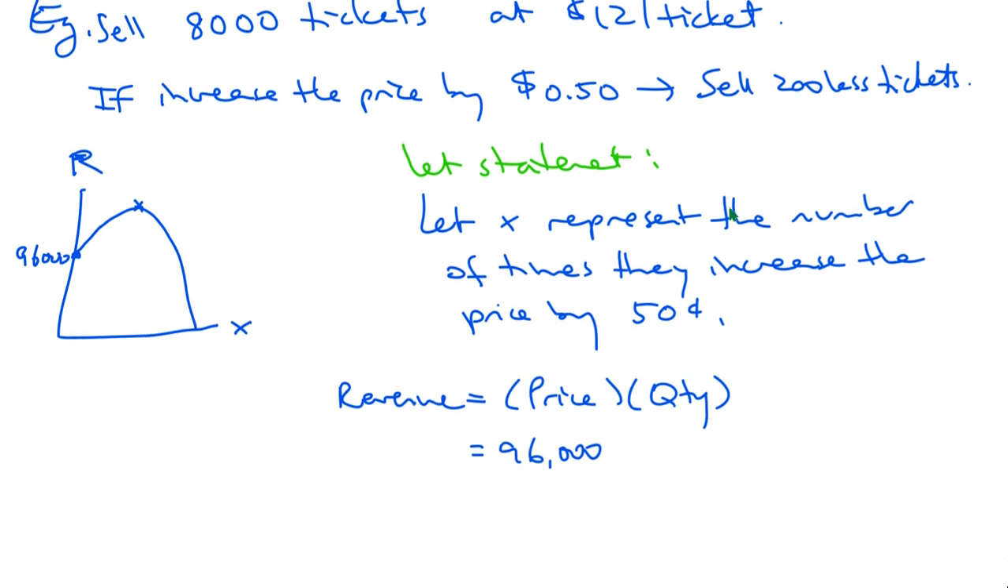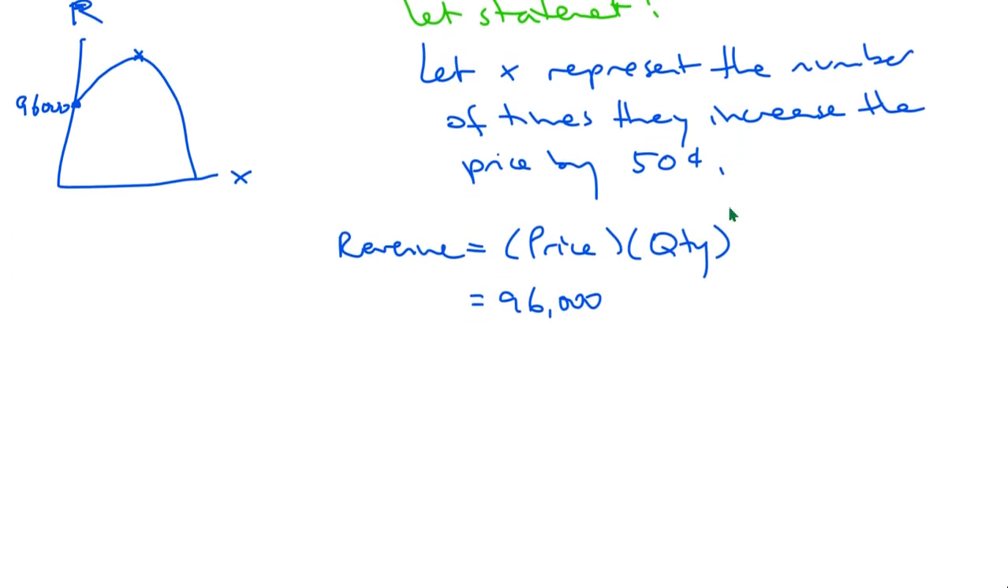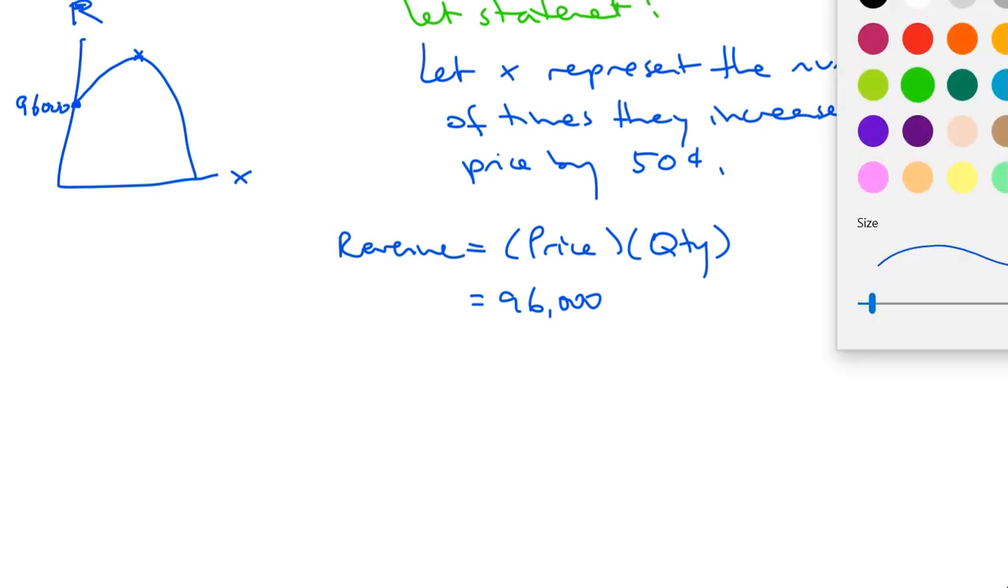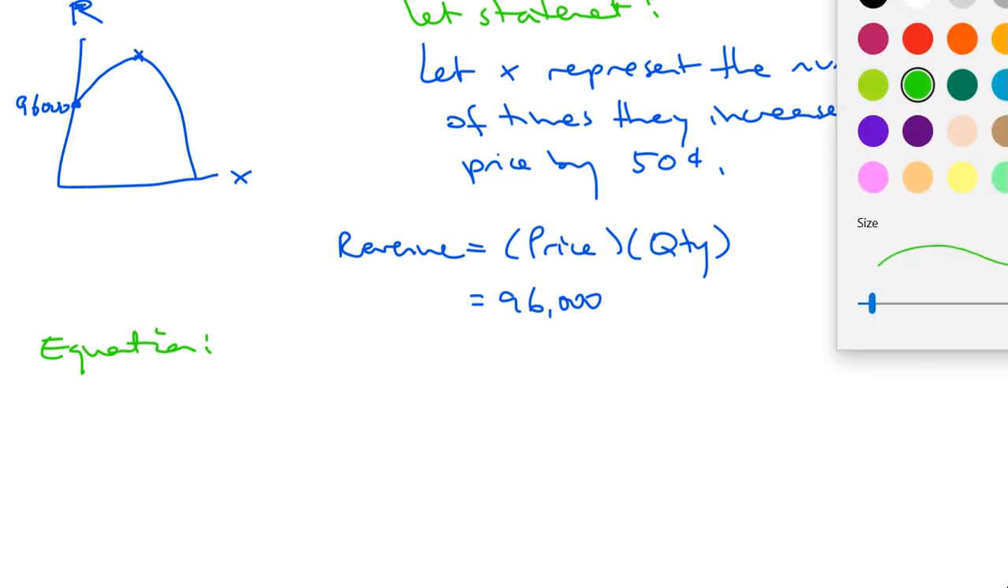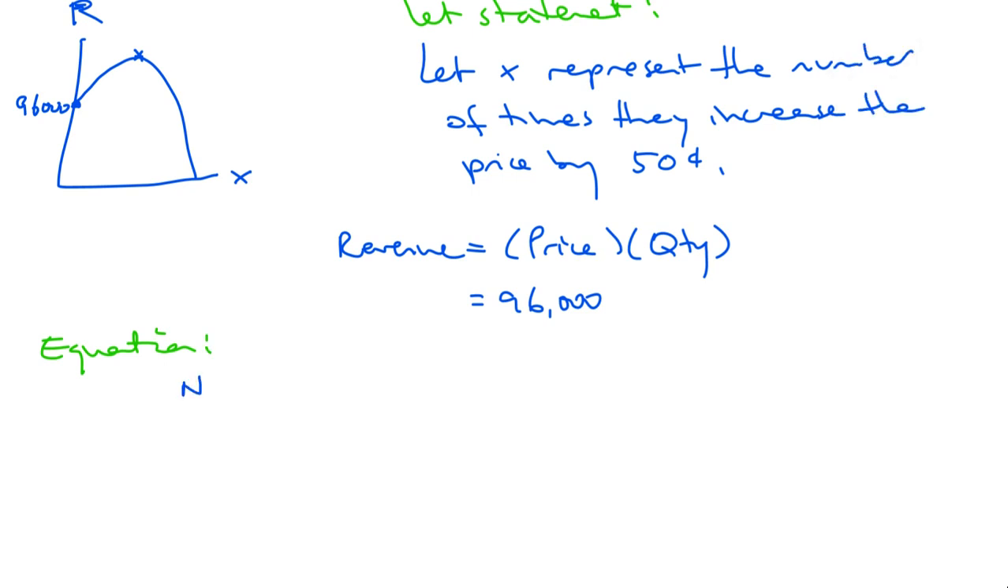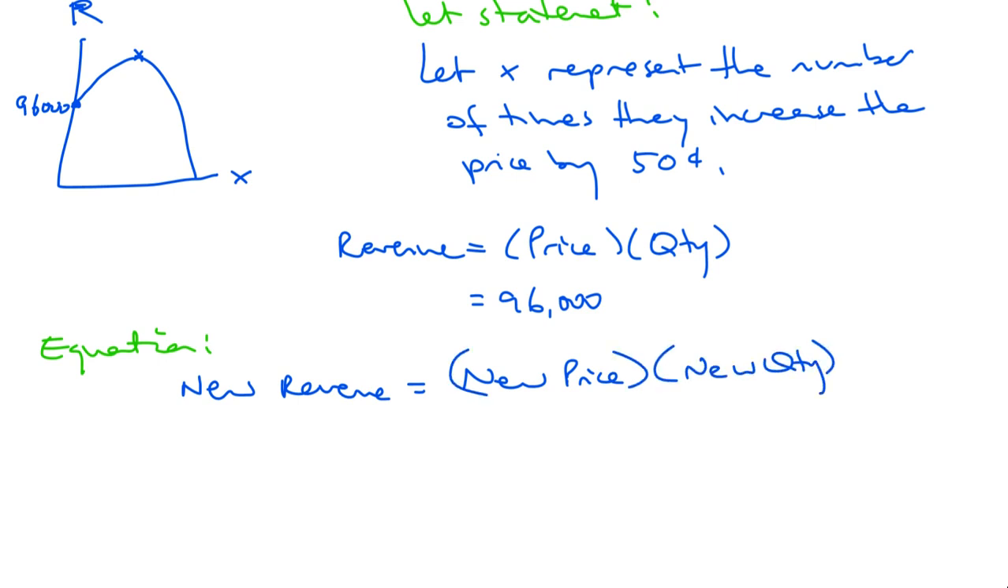Okay, so now we have our let statement and our little sketch. Now we need our equation. I'm going to write the equation, and it's going to look like this. We just said that the revenue is the price times the quantity. So the new revenue is the new price times the new quantity.